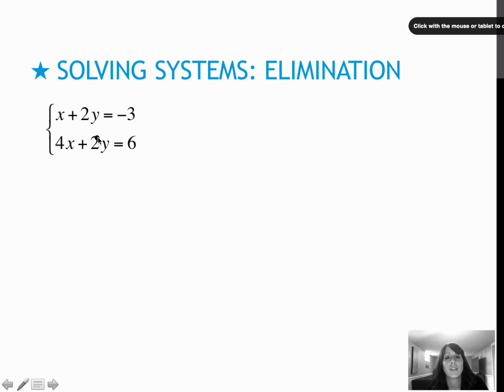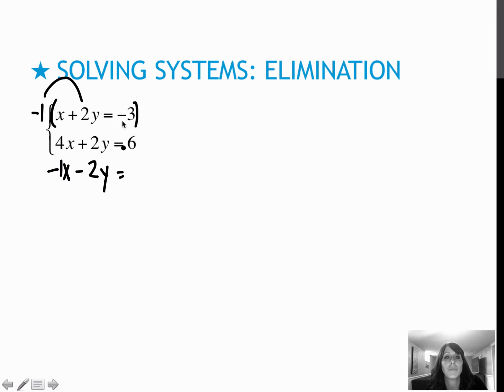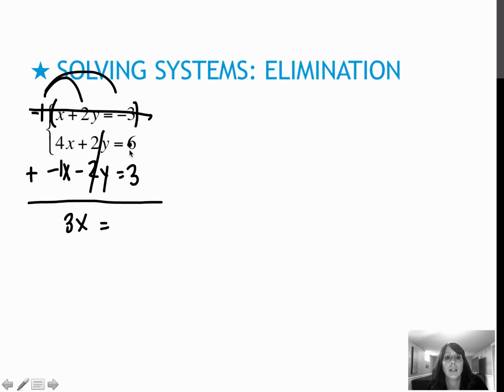I'm looking for the same coefficient opposite sign, and I see that my y values have the same coefficient, but the same sign. So I'm going to choose to take everything in my first equation times negative 1 to give me negative 1x minus 2y equals positive 3. And then I'm going to add those values together. 4x and negative 1x is 3x equals 9. So x must be 3.